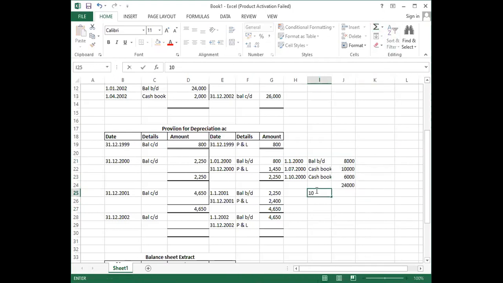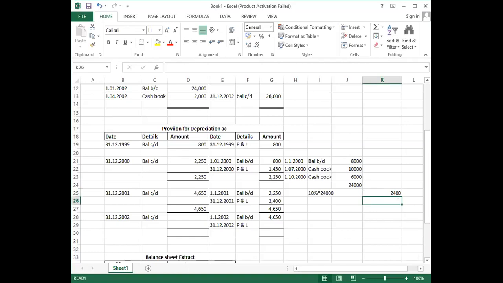10% multiplied by 24,000. You get what? You will get 2,400, right? Those are for the machines so far.